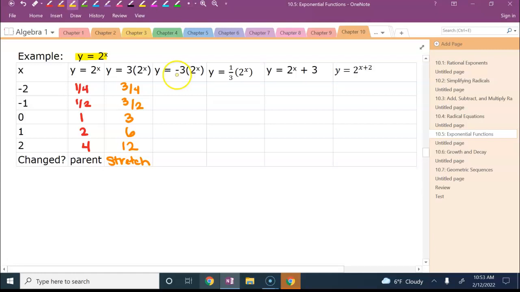Now if we look at -3, so instead of +3, we look at -3, my numbers are going to be very similar, except they're all going to be negatives. So you could still say that it's stretching the graph, but the really big thing here that you need to notice is that it's reflecting it, because it's going to push all those points down into the negative. So it's going to flip this graph upside down.